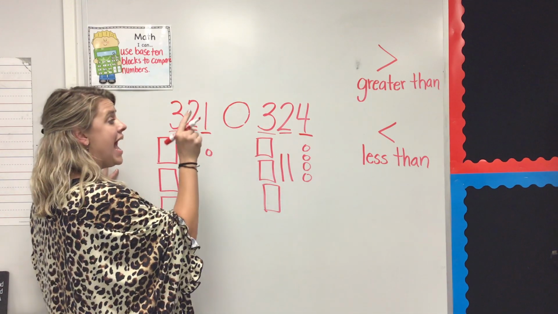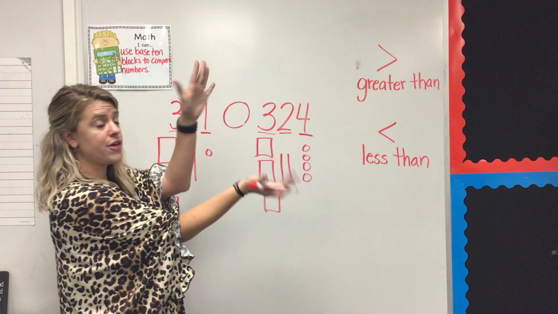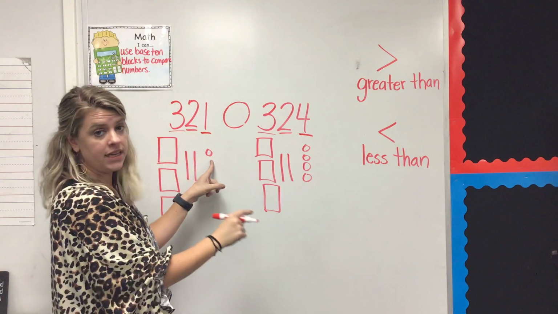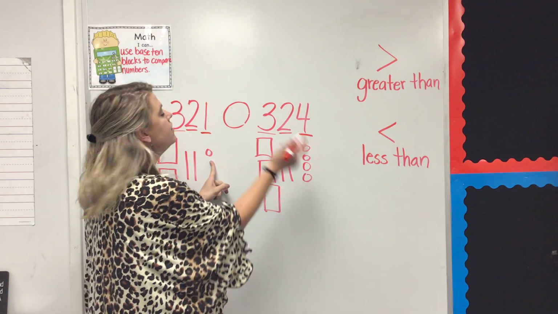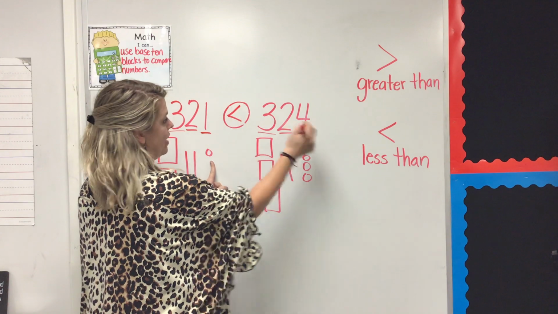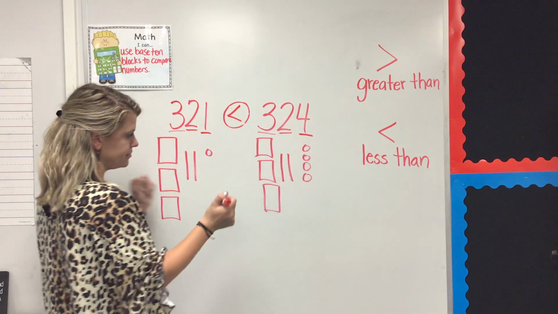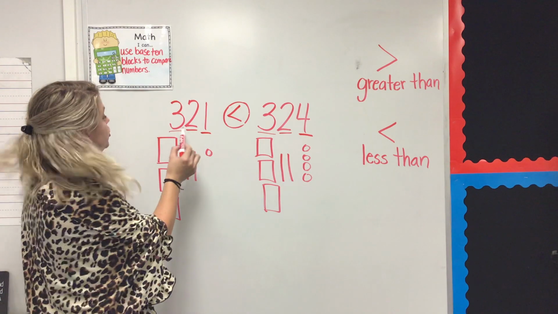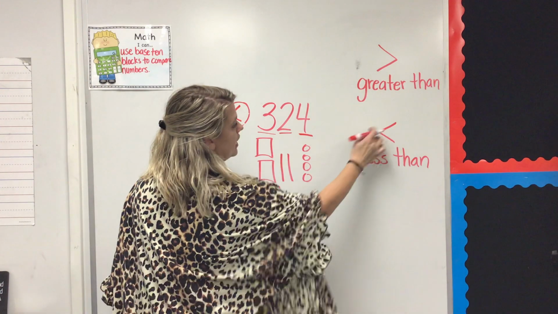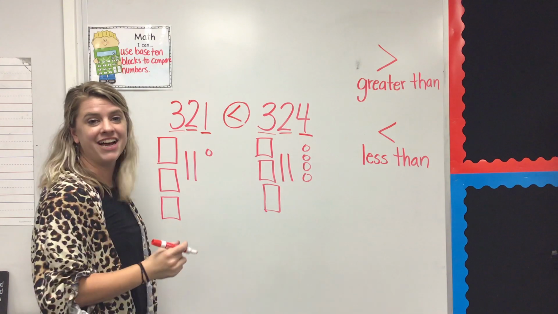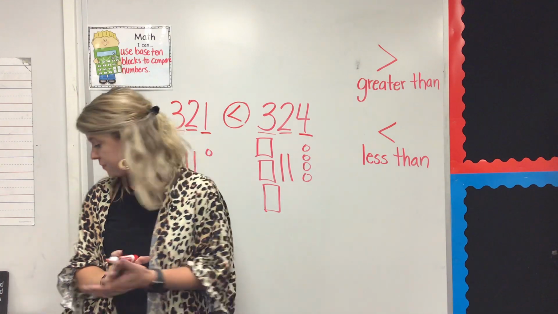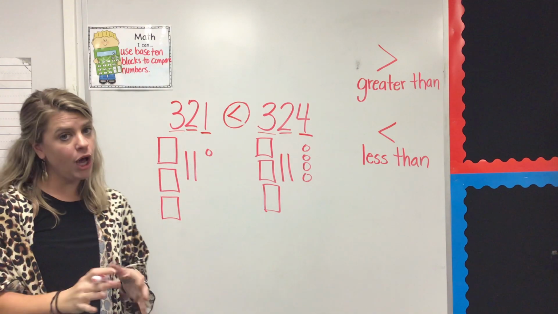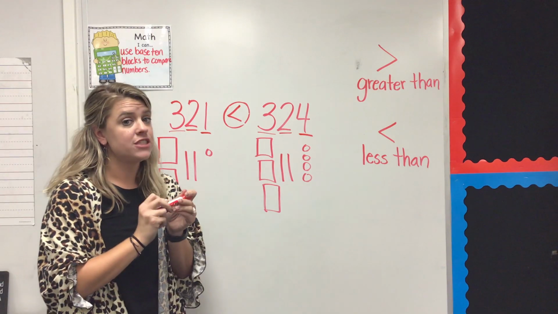Now, I have to make my alligator's mouth open to the biggest one. Is 1 the biggest or is 4 the biggest? Very good. So my mouth is opening this way because this is my bigger number. And then I read this as 321 is less than 324. All right? So, we learned a lot just then.